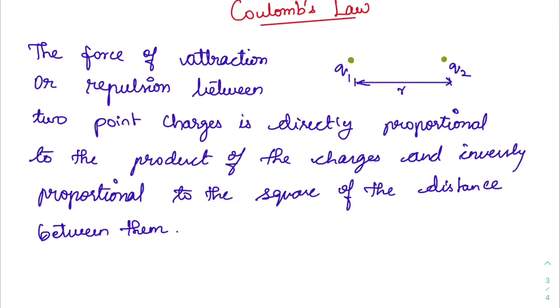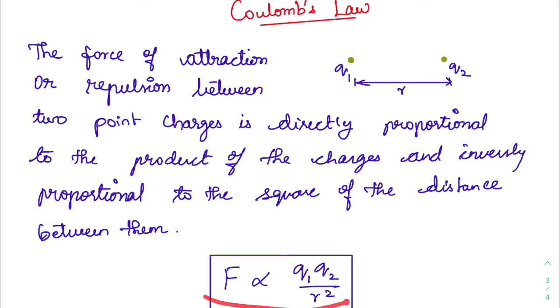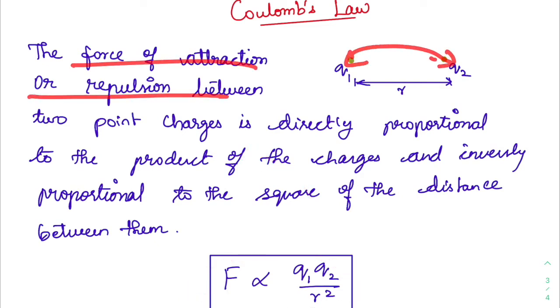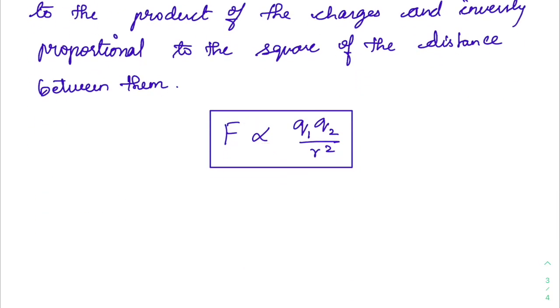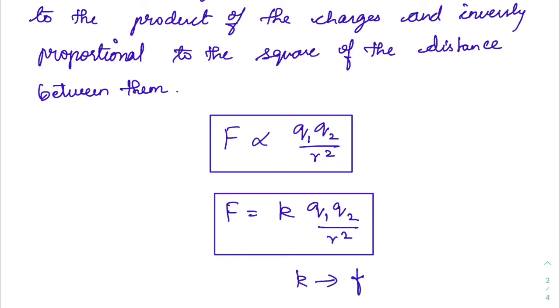So the mathematical representation of Coulomb's law is given by F is proportional to Q1 Q2 by R square. You can easily relate this equation with this statement. The force of attraction or repulsion between these two point charges is directly proportional to the product of the charges and inversely proportional to the square of the distance between them. This is nothing but the statement of Coulomb's law. Since there is a proportionality here, we have to introduce a constant to make it equal. So F is given as K Q1 Q2 by R square, where this K is called the force constant.